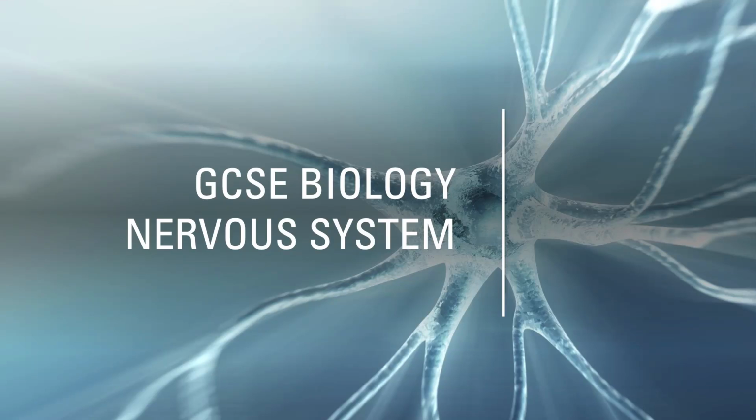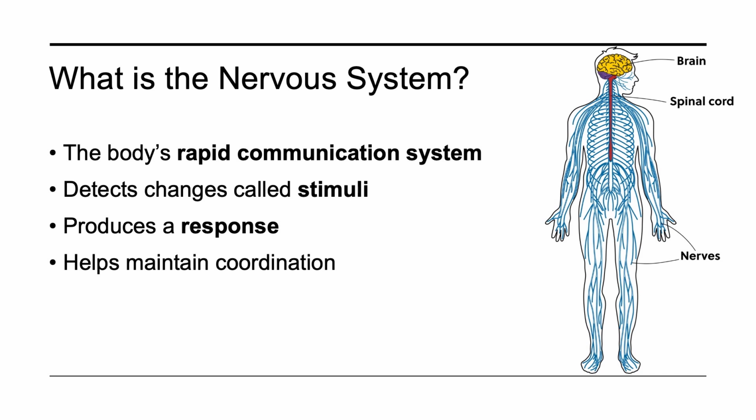Hello everyone. Today I'm going to introduce the nervous system, which is the communication and control system of our body, allowing us to respond to the changing environment. The nervous system consists of different cells and organs which allow our body to detect changes in the environment, process information, and produce a response. The response from the nervous system is very quick, helping us to coordinate our body with the environment.